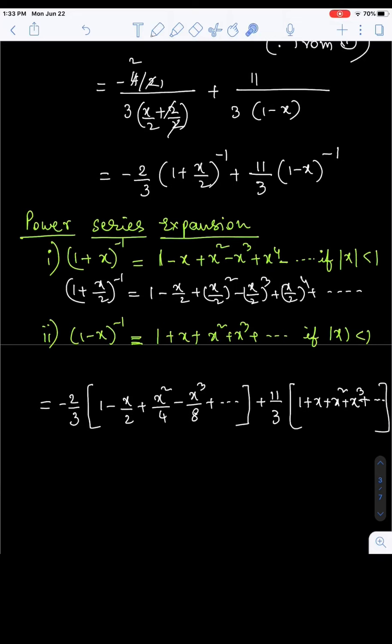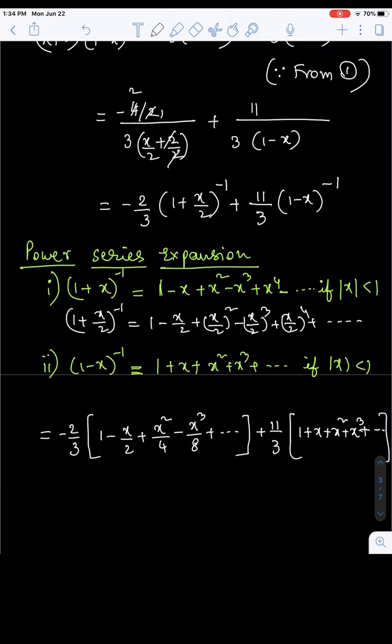The result was taken here. See, x by 2, here x square by 4, here x cube by 8, and so on. And for this also, the same number, no? So no need to write anything here. I have taken this directly here. So learn these formulas. They will help you. Okay? And this is over now.